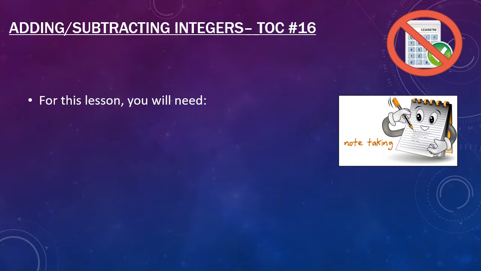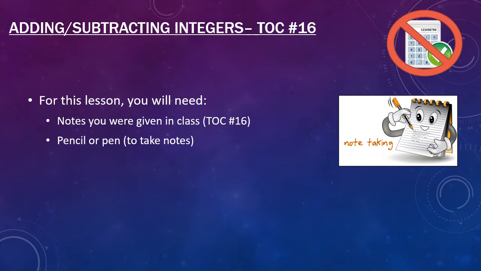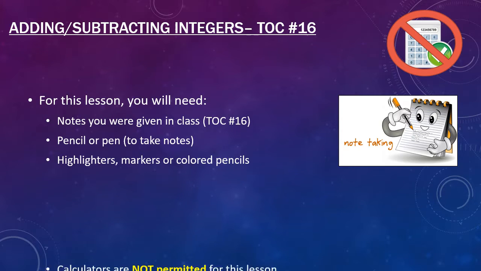For this lesson, as always, you will need the TOC paper you were given in class, number 16. If you don't have it, you can print it off. A pencil or pen to take notes. Make sure your notes are legible. You will need a highlighter marker or colored pencils. We're going to be talking about using counters later, so you may want two different colors to represent the different types.